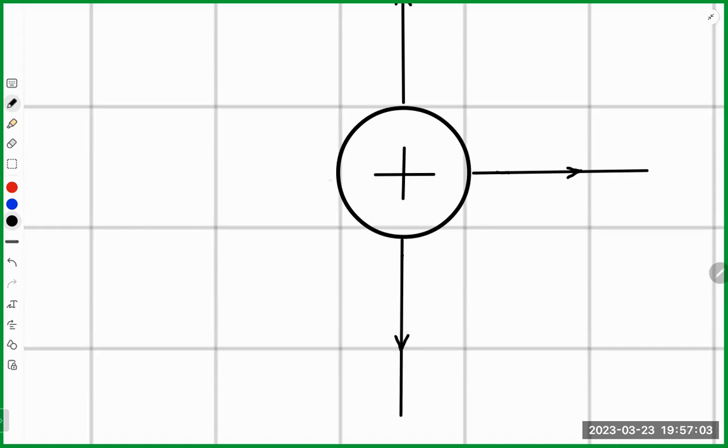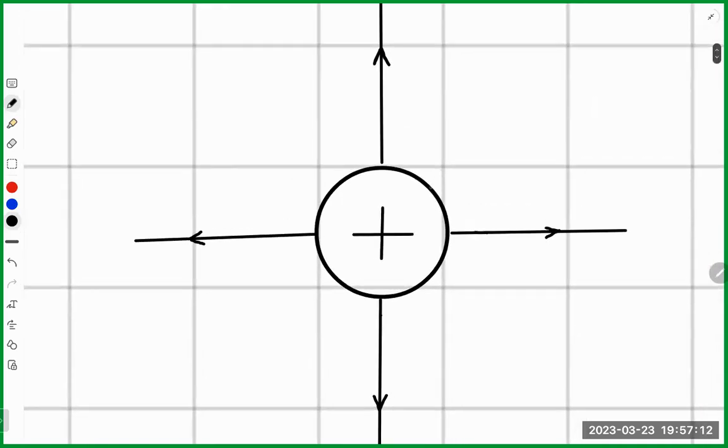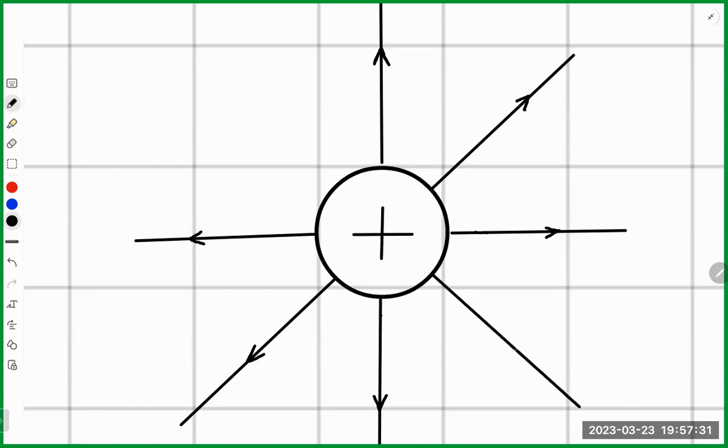On the left, the force will be leftwards. I hope now you understand why we say that the positive charge has an outward field, because if we bring a positive charge close, it will be exerting an outward force on that positive charge. So this is how the electric field should look.